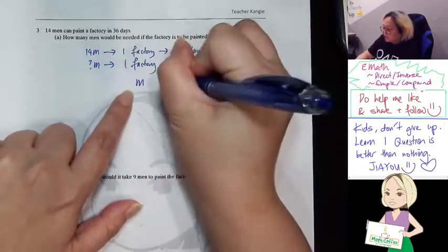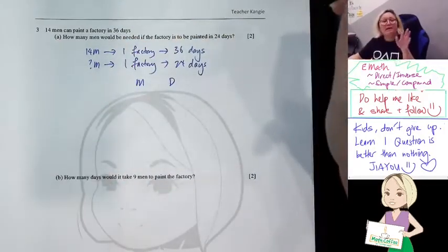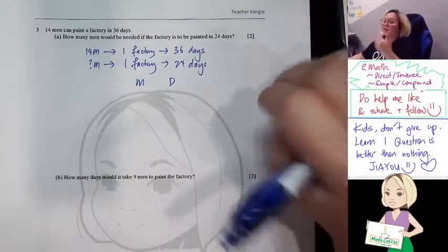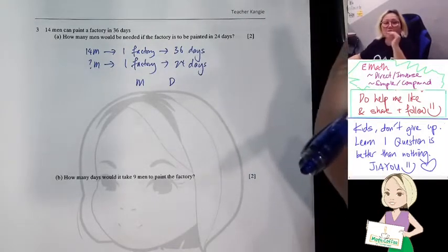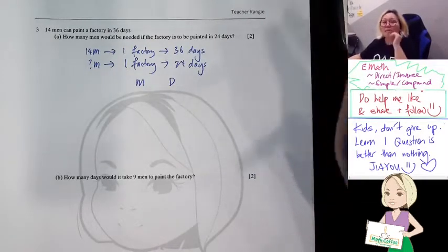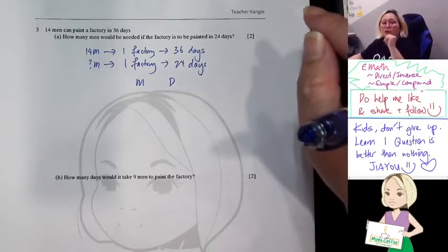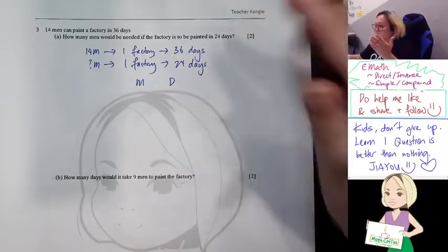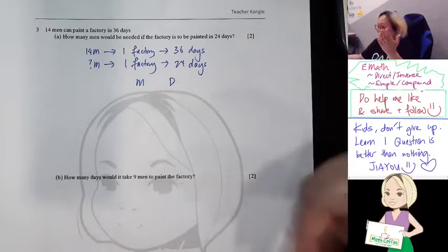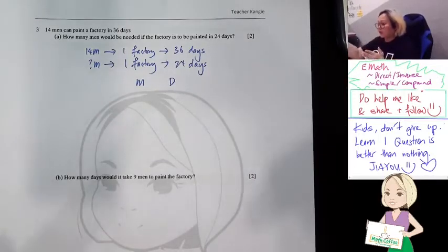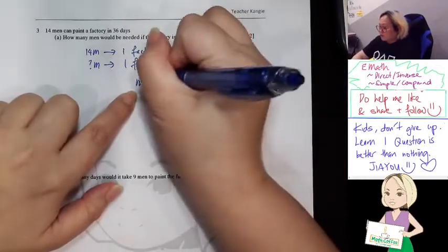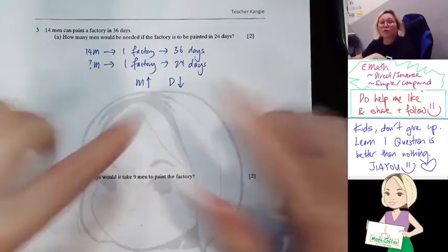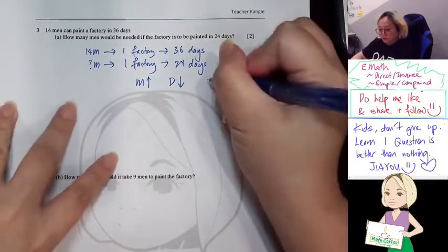So now my question is, you have to ask yourself about the men and the days, whether it is direct proportion or inverse proportion. Because this question never tell you. So you got to ask yourself, if you have more men, do you take more days to complete painting or do you take less days to complete painting? When you have more men, do you take more days or less days? Okay, it is up and down. When your men increase, you will take lesser days to complete the job. So 1 up, 1 down, you will know that it is inverse proportion.